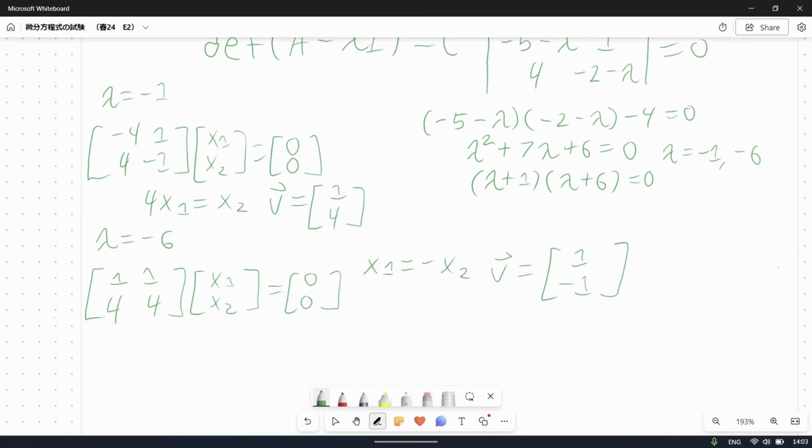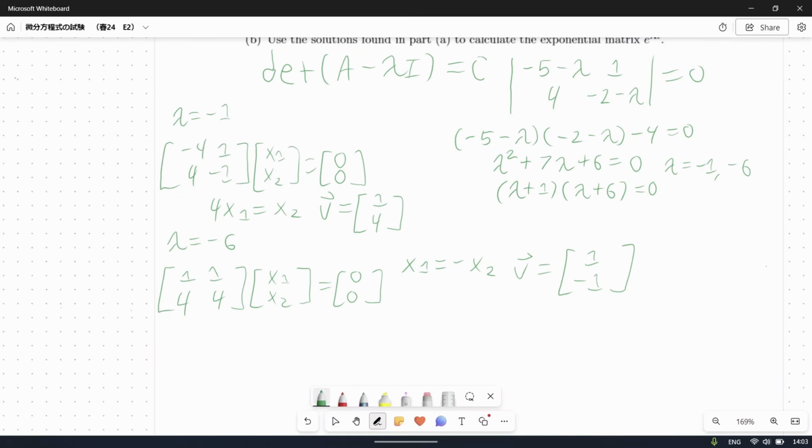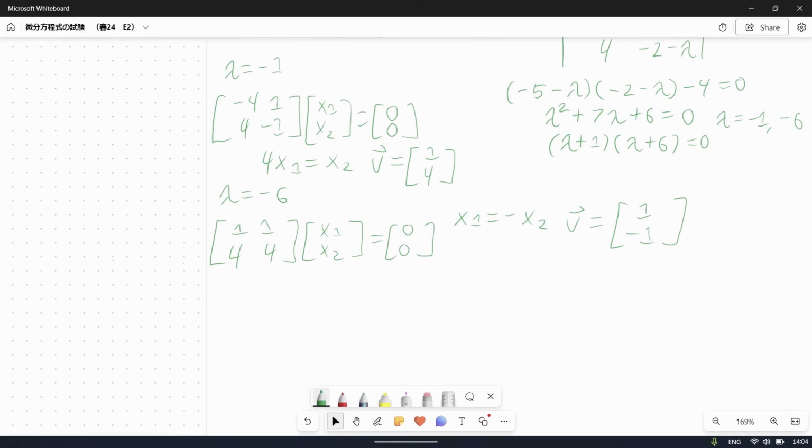Just to keep things simple. So we have our two eigenvectors and our two eigenvalues, so we can come up with two linearly independent solutions. For the first one, I'll say that x sub 1 of t is equal to e to the negative t times the eigenvector 1 and 4, and then x sub 2 of t is going to be equal to e to the negative 6t times 1 and negative 1.